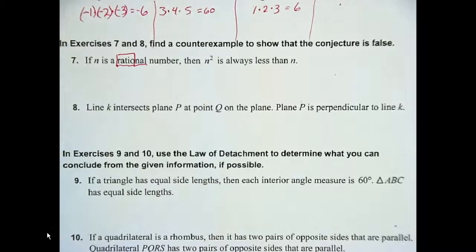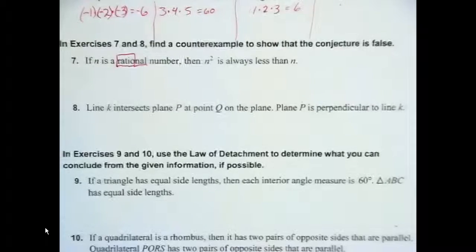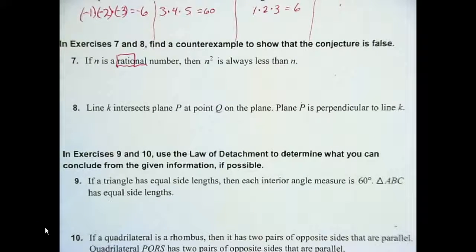Talk to your neighbors. True or false? Show them your counterexample. Can you do 9 divided by 3? Is 9 divided by 3 a rational number? Yeah, 9/3, that works. Okay, it's false. So, is n squared always less than n? No. So give me a counterexample.